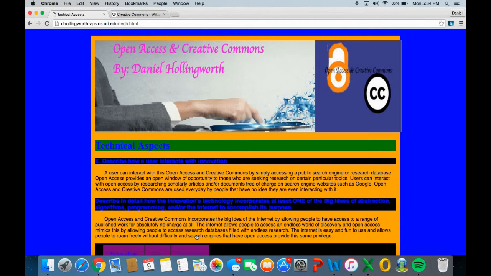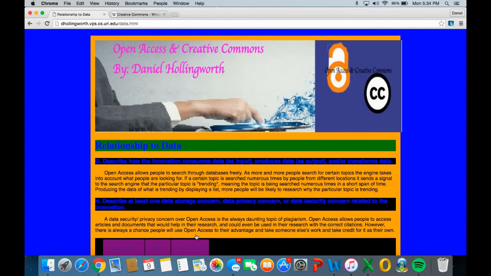Describe in detail how the innovation's technology incorporates at least one of the big ideas of abstraction, algorithms, programming, and/or the internet to accomplish this purpose. Open access and Creative Commons incorporates the big idea of the internet by allowing access to a range of published work for absolutely no charge at all. As you can see, if you've been on the internet for a very long time, most of the things that you see on the internet are free. And if it costs anything, people just scroll right by it. Open access lets people see so much information immediately for no cost. It's really helped us in school, and it's really helped professionals with their research.